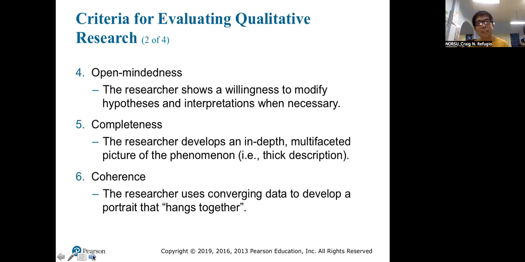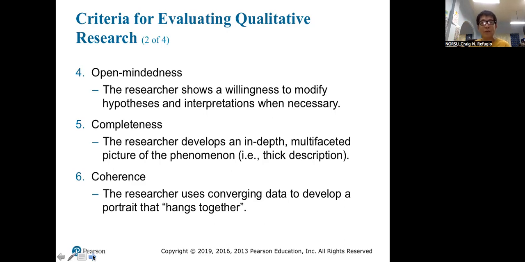Open-mindedness. The researcher shows a willingness to modify the hypothesis and interpretation when necessary. Number five, completeness. The researcher develops an in-depth, multifaceted picture of the phenomenon. So, you're going to have a thick description about the phenomenon.